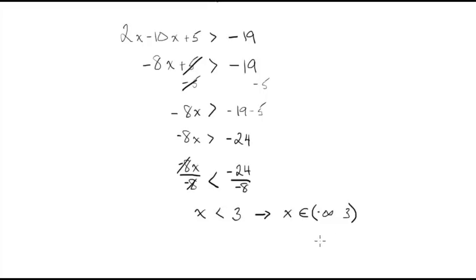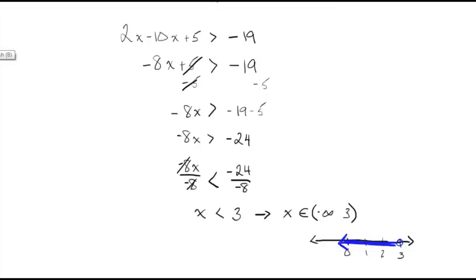Or you could write it on the number line. Oh, sorry. It's 3, so I should probably go 1, 2, 3. We want to not include 3, so we get an open circle at 3. And everything less than 3. So all these numbers, and just throw an arrow in there.